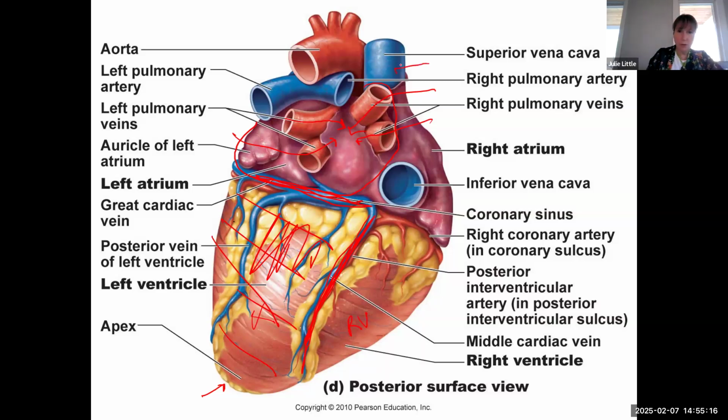So here's our superior vena cava. It's hard to get your bearings. This is the back of the heart. So this is the left side, keep in mind. So that means this is sending blood to the left lung. So that's a left pulmonary artery. Here's the right pulmonary artery sending blood to the right lung. You need to practice as much as you can with the back, the forward, all the sides. All right.